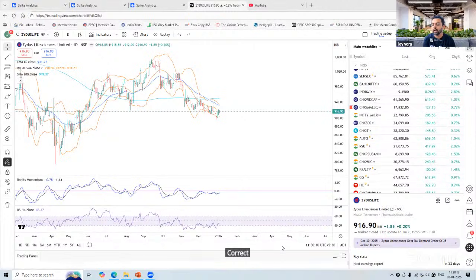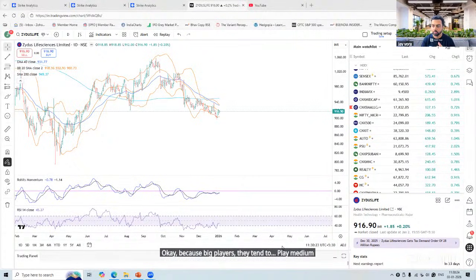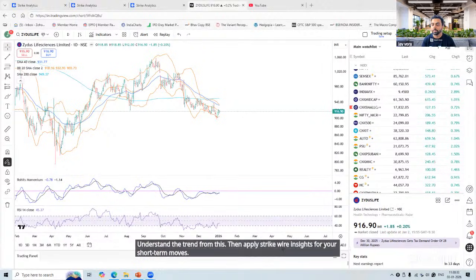Correct. So see, I am again mentioning that you think of early positioning more from a medium term view. Because big players tend to play medium termish. Understand the trend from this, then apply strike OI insights for your short term moves. That might help you a lot.